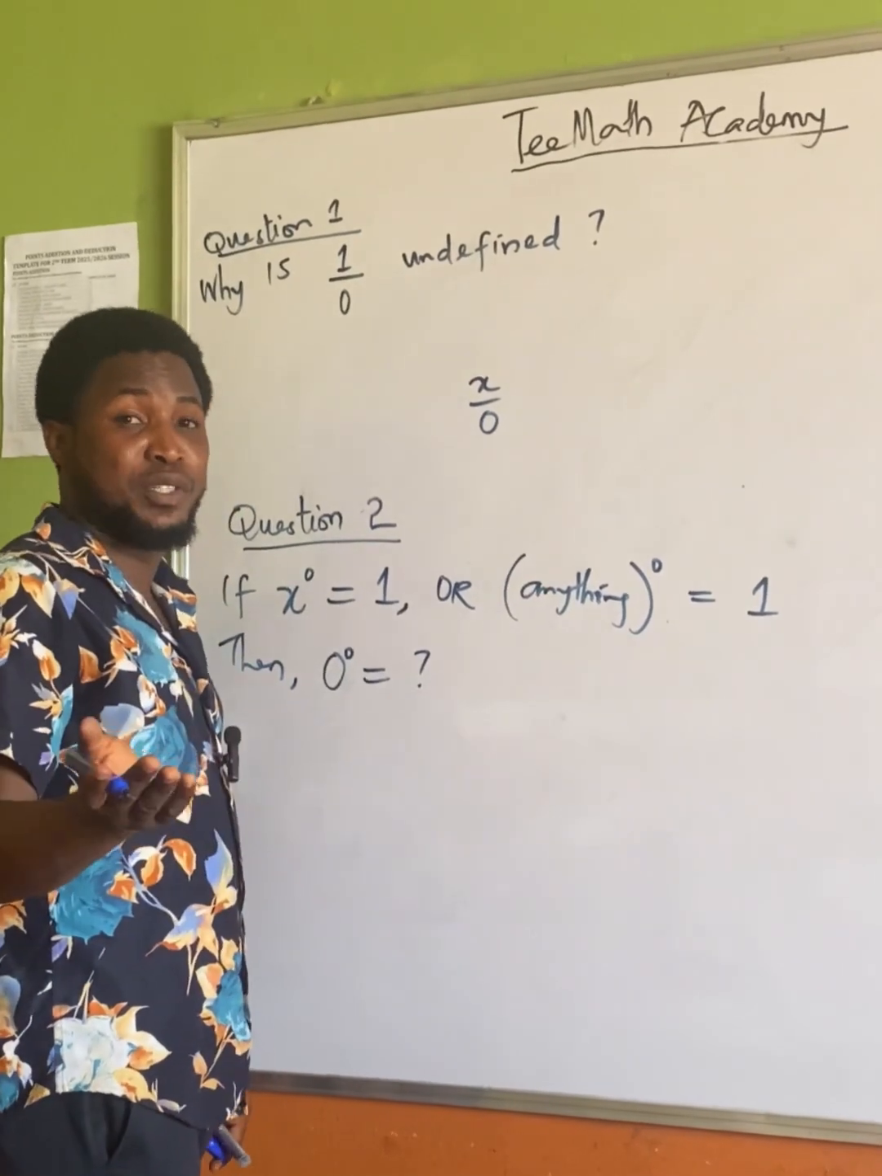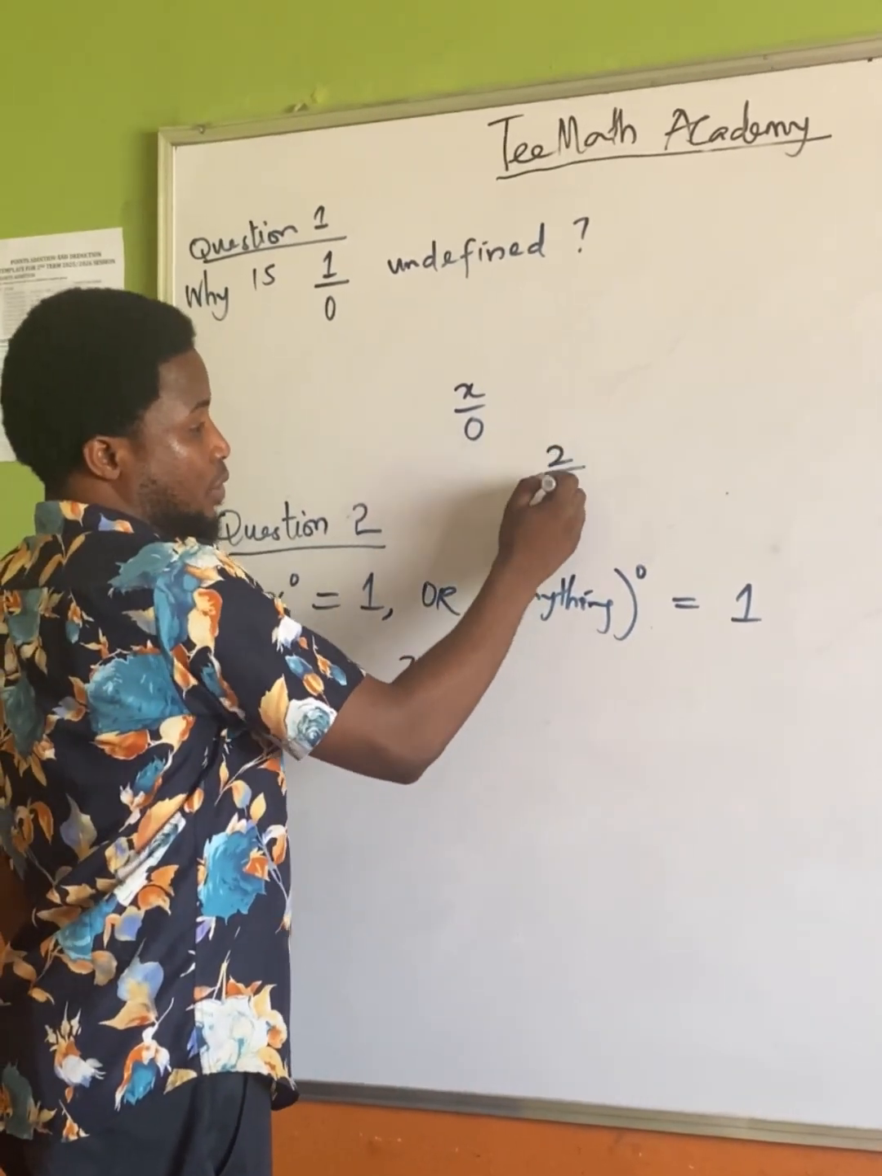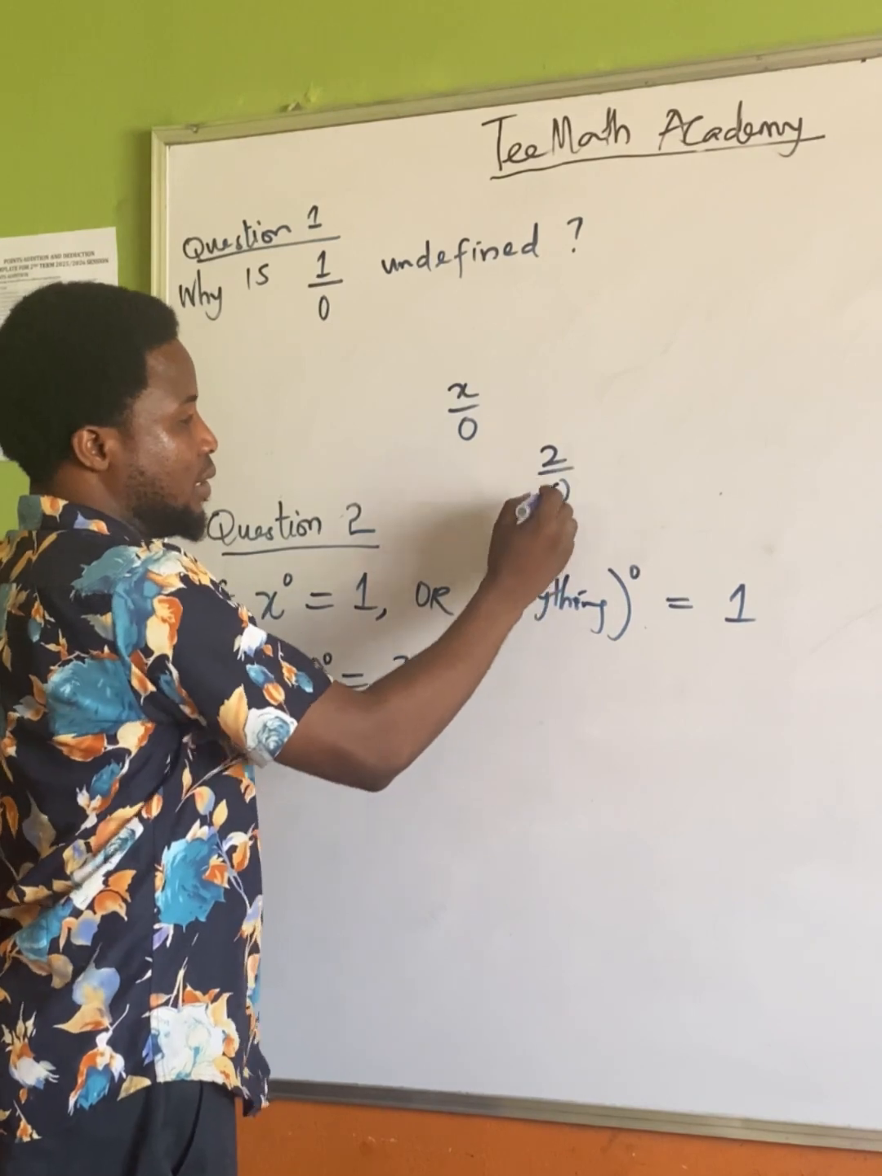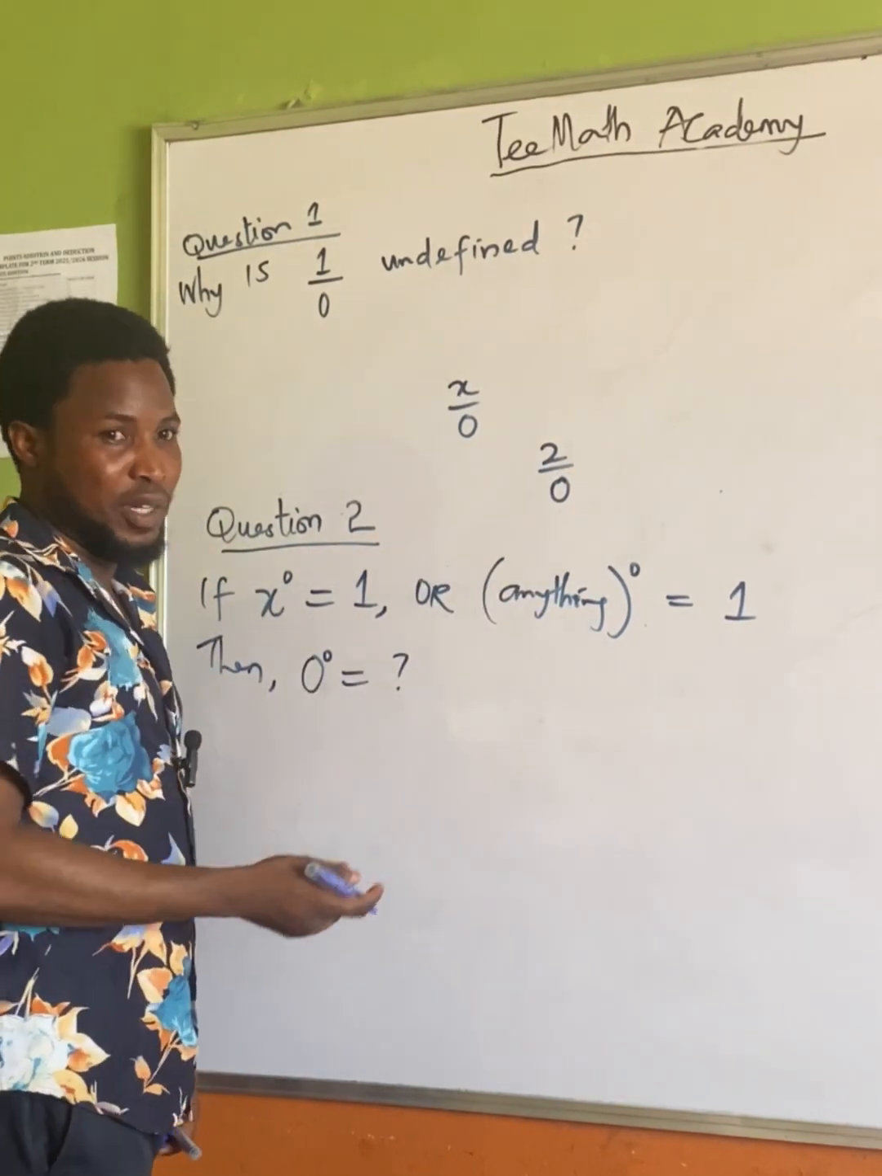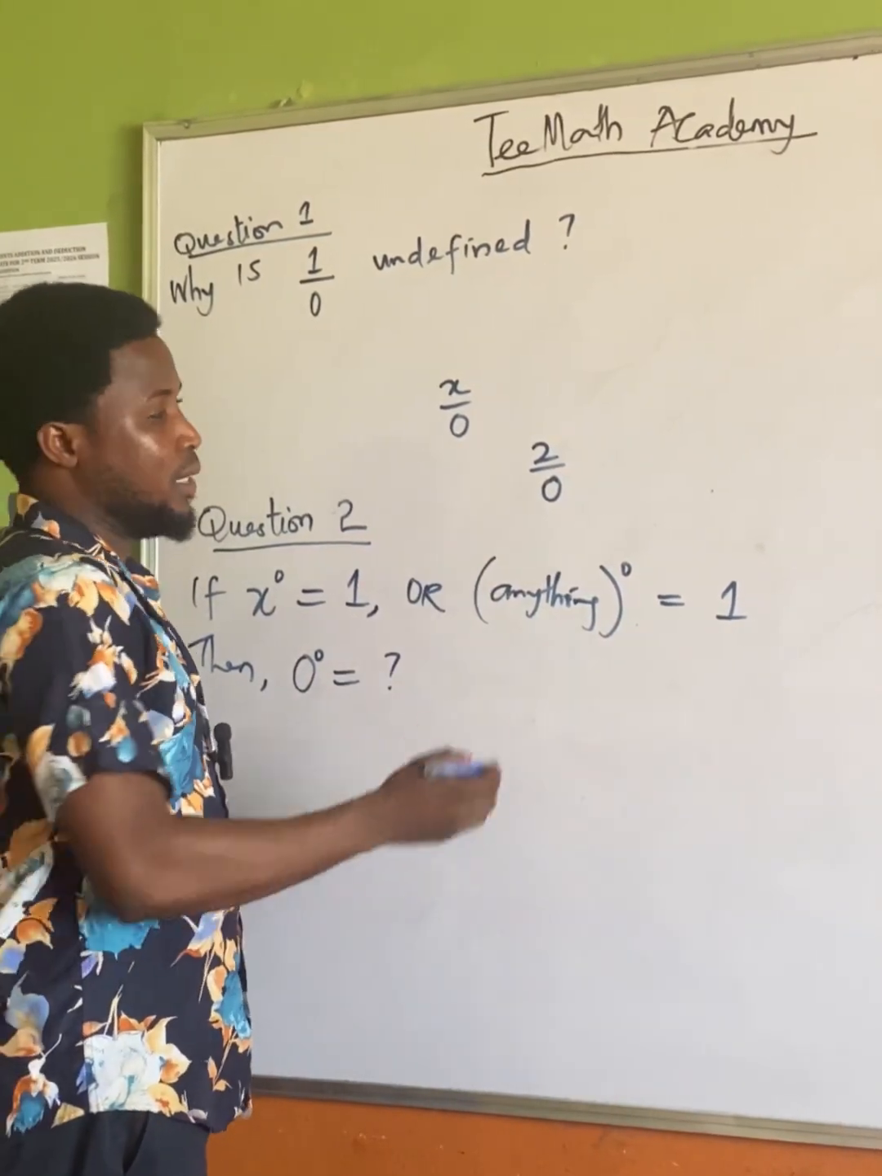I think from primary school, you guys, if your teacher shows you this, 2 divided by 0, most of them will say it is 2. It's not 2. This does not exist.